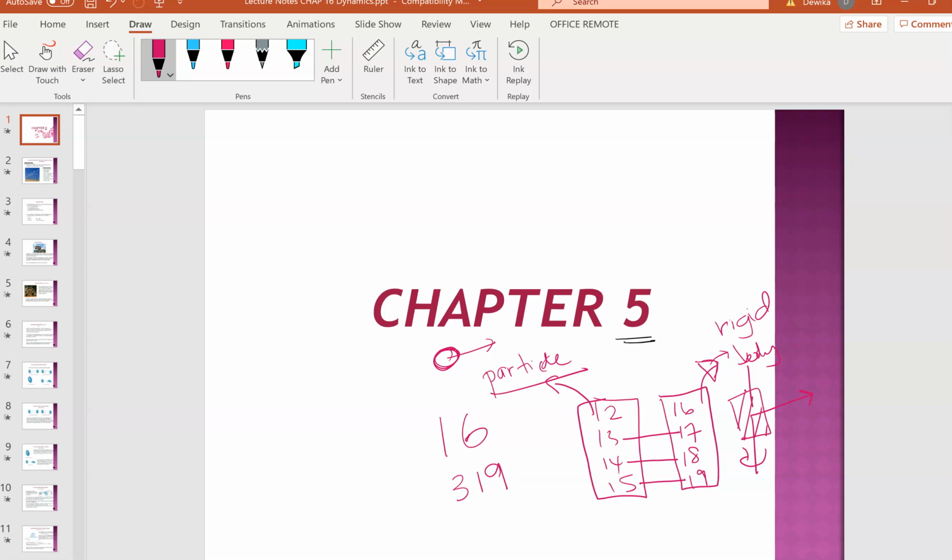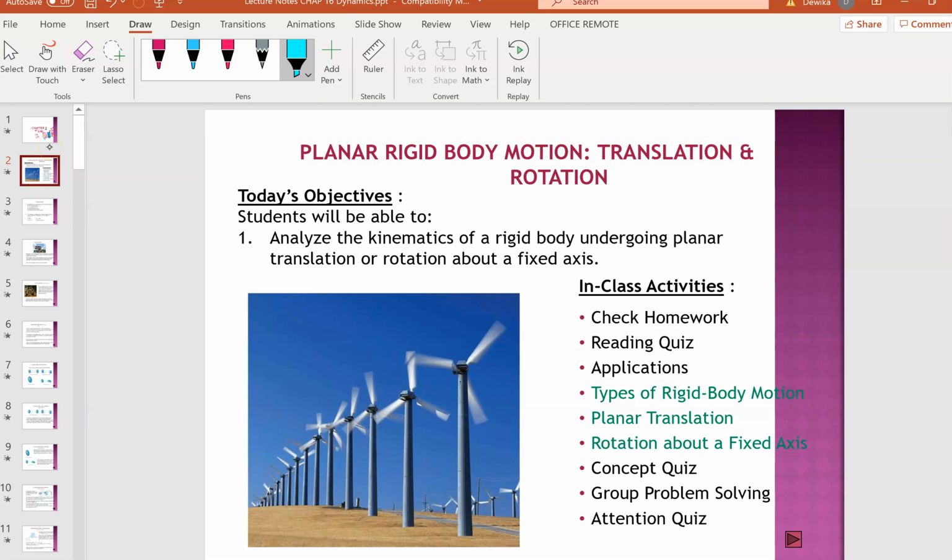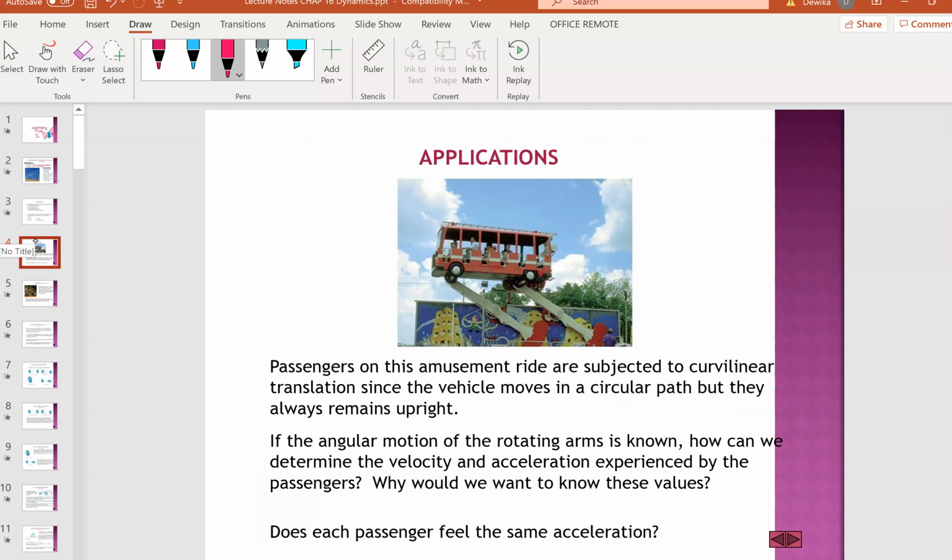Do you understand? So we are now at the second block. You should master the first block before moving to the second block. Okay, so now let's go into our lecture. Planar rigid body motion, translation and rotation. At the end of the day, you should be able to analyze the kinematics of the rigid body undergoing planar translation, rotation about a fixed axis, and, like what I've told you, more than one combination at one time.